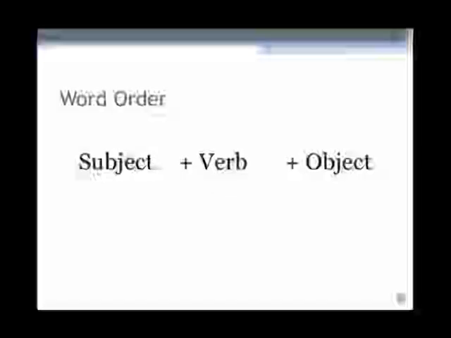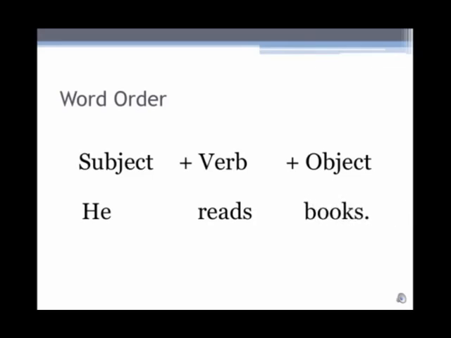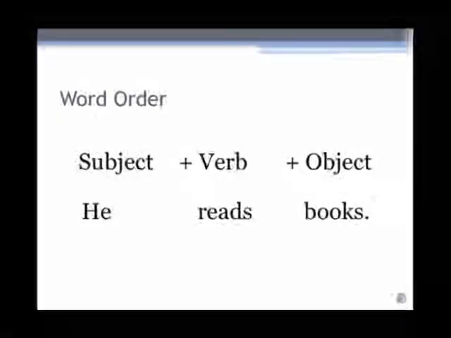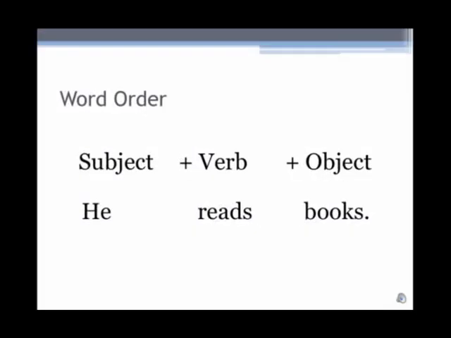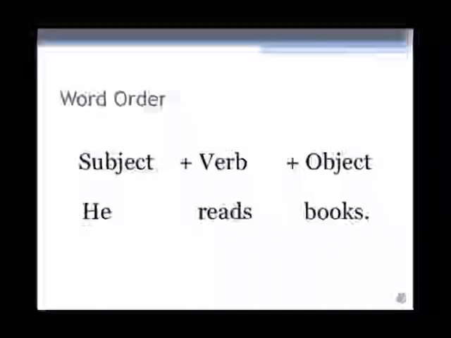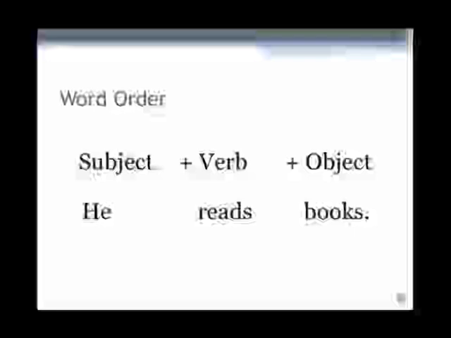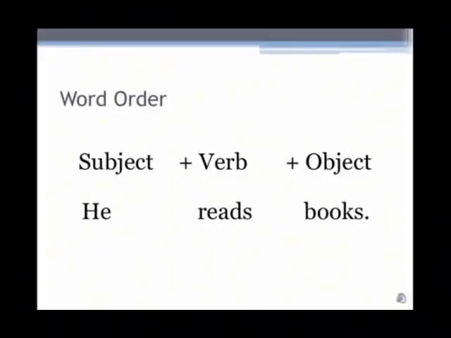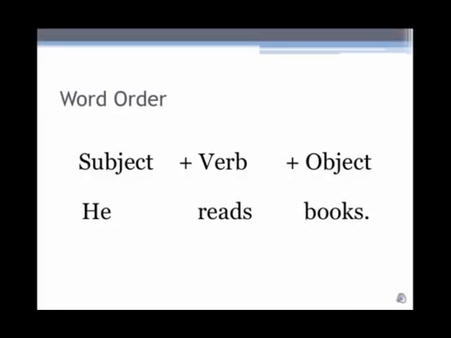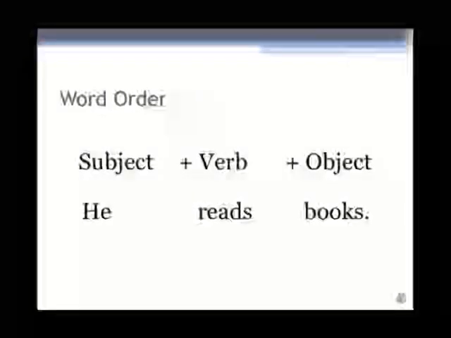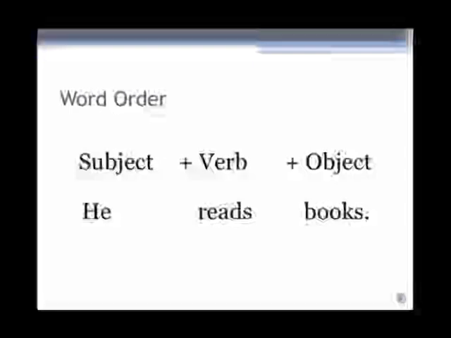For example, this sentence says, "He reads books." He is the subject, reads is the verb, books is the object. In English, sentences always have this order. Some other languages, like Japanese, have different sentence orders.